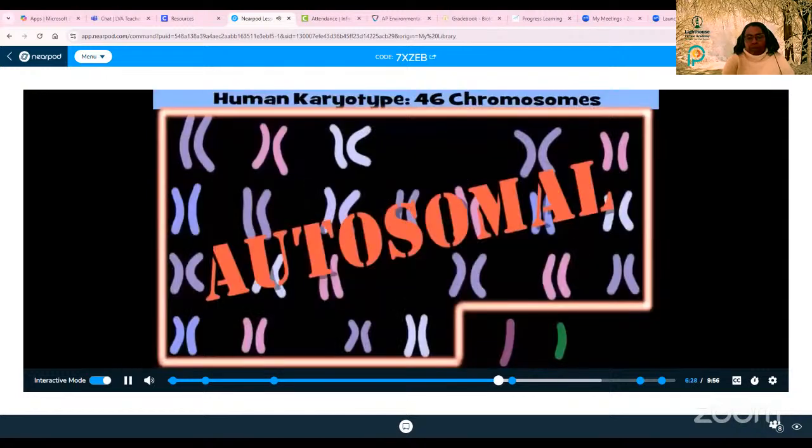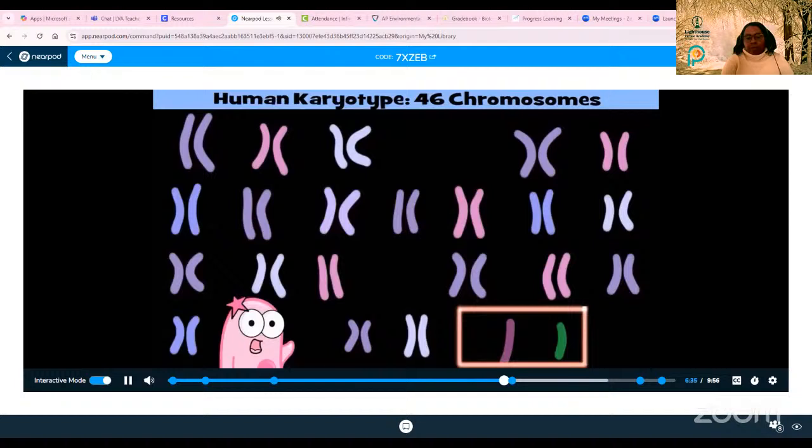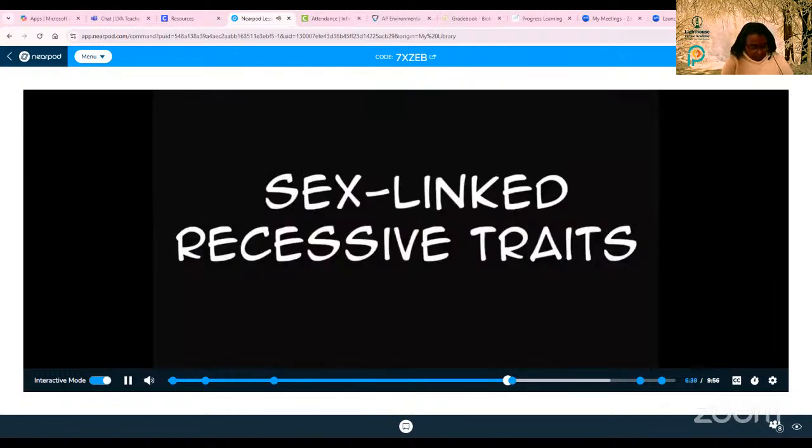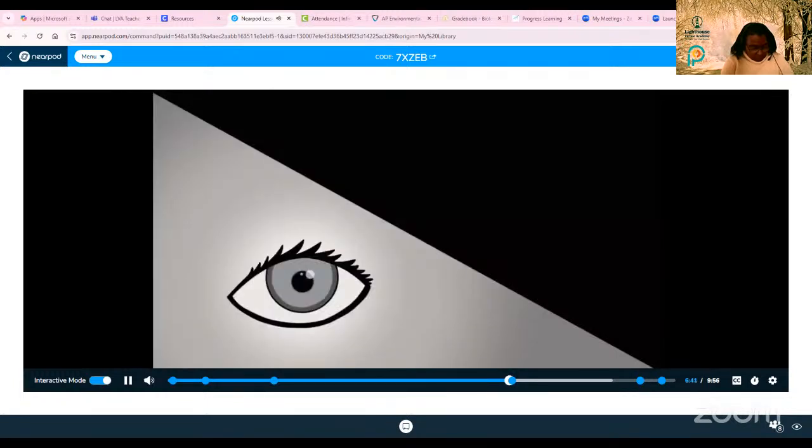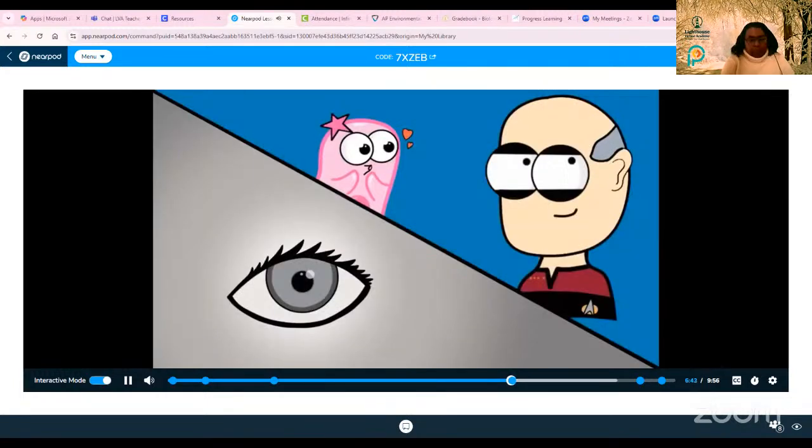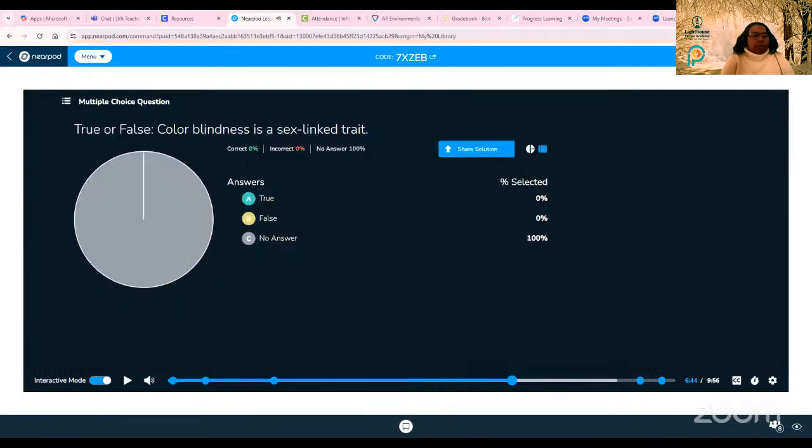Now, remember how we made a big deal about how this was an autosomal pedigree? Well, what if you're dealing with a sex-linked trait and therefore a sex-linked pedigree? There are a lot of sex-linked recessive traits. Color blindness and some male patterns of baldness can be sex-linked. Okay. True or false? Colorblindness, sex-linked.